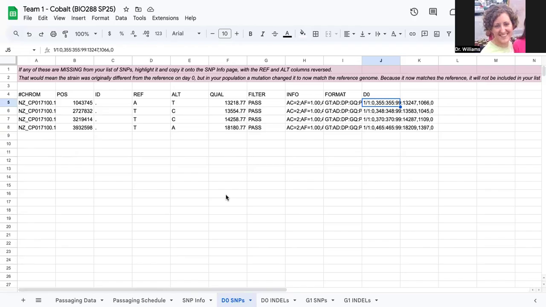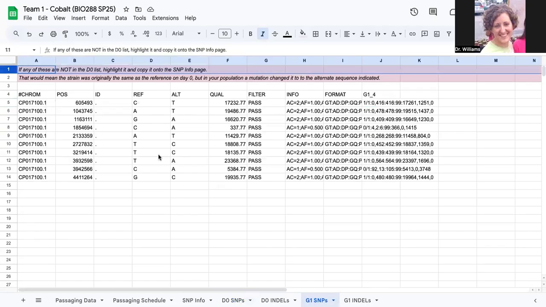So effectively, these are what looks like a mutation to the sequencer and to the algorithm that we use to analyze our data, but they're not really mutations we care about. These were already here from the very beginning. So that's why it says on your SNP page, if they're not on the day 0 list, then we care about it, right? Because if it was already there at day 0, it's not a mutation that we actually care about. It didn't happen during your experiment, right? It was there when we started.